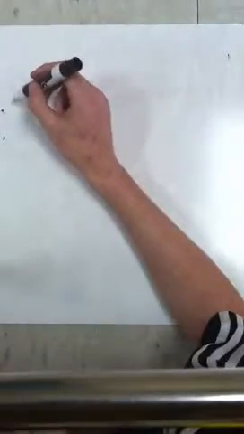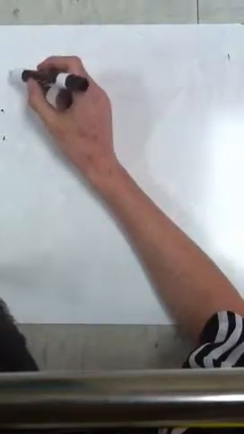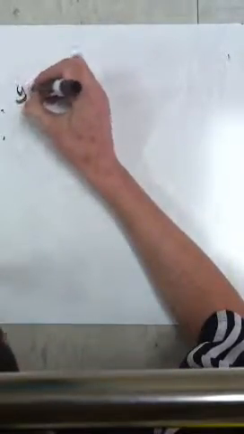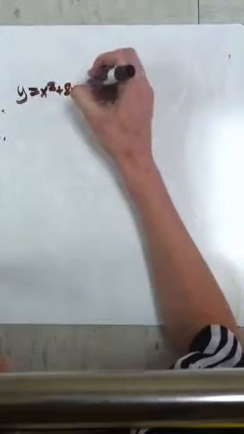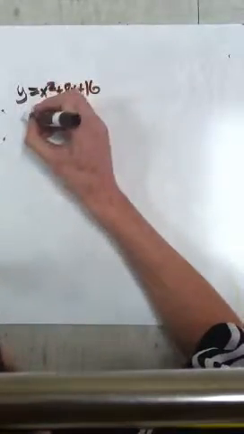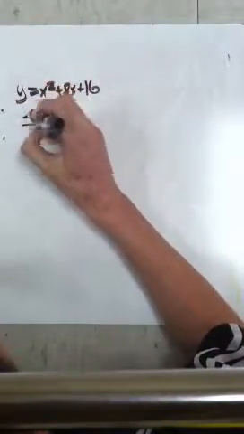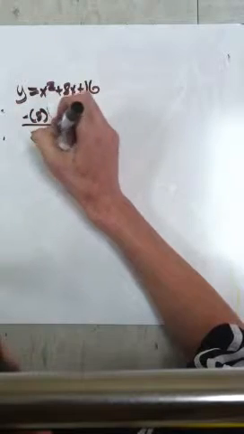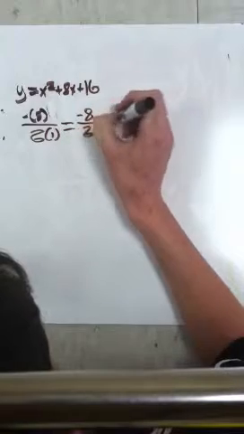Today we're going to be graphing quadratic equations with tables in standard form. So the first equation is y equals x squared plus 8x plus 16. And the equation to get x is negative b over 2a. So it would be negative 8 over 2 times 1. And that's negative 8 over 2, which is negative 4.